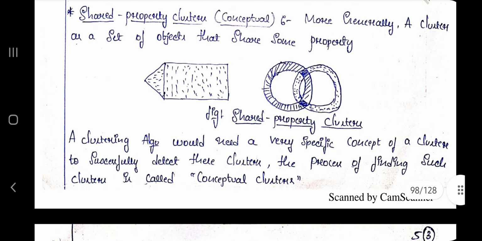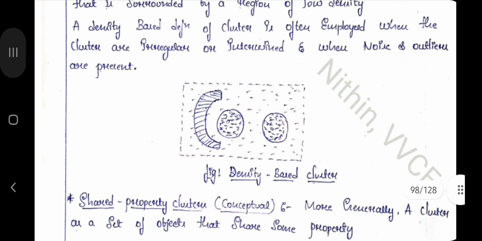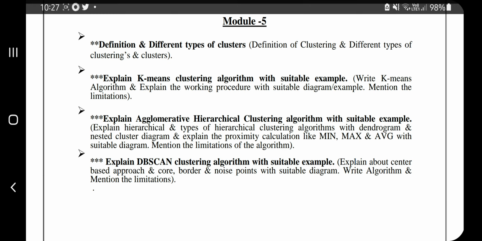And shared property means some of them overlap, like if this is one graph made, this is also another graph made, overlapping is happening in between, that is called a shared property cluster. Okay. So, these are the different clusters you have to mention if they ask about different types of clusters. I hope that is clear.